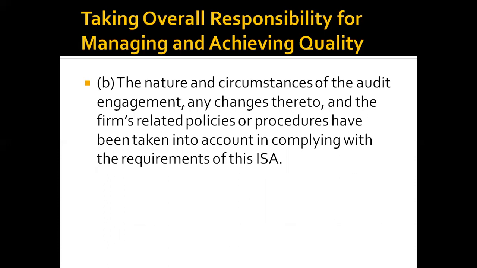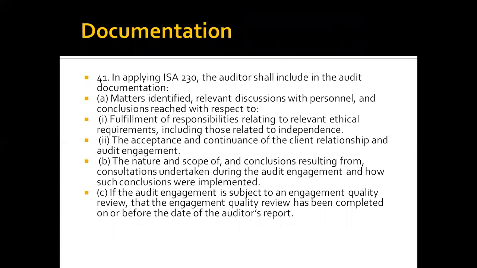The nature and circumstances of the audit engagement and any changes thereto, and the firm's related policies or procedures, have been taken into account in complying with the requirements of these standards. All right, documentation, that's paragraph 41. In applying ISA 230, the auditor shall include in the audit documentation, now this is talking about quality management, A, matters identified, relevant discussions with personnel, and conclusions with respect to one, fulfillment of responsibilities relating to relevant ethical requirements, including those related to independence. So what the auditors have done to ensure that they comply with ethical requirements and requirements for independence, they have to document it too.